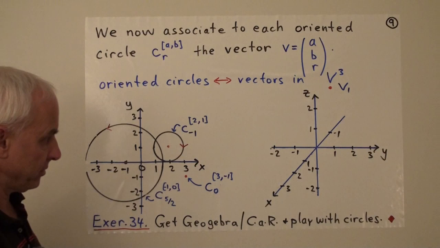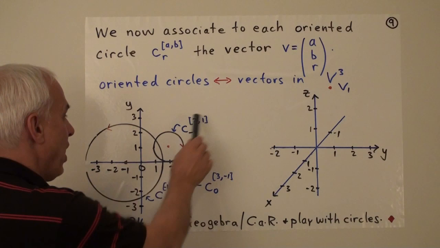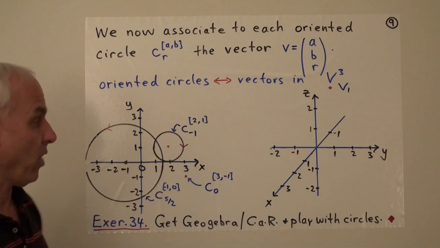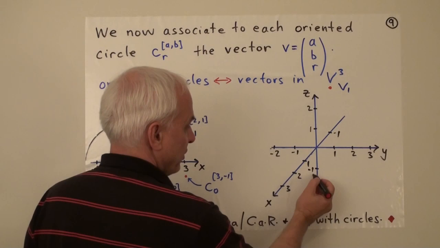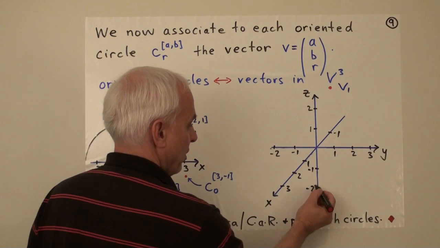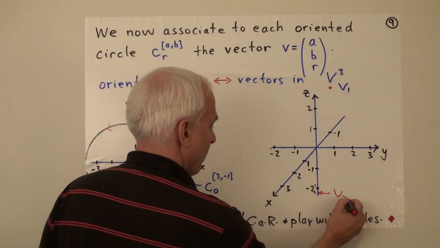Okay, what about this smaller circle here? It has center (2, 1), and it's oriented this way, has oriented radius minus 1. So it's associated to the vector with coordinates (2, 1, -1), which is 2 in this direction, 1 in this direction, and minus 1 in the z direction. So we should go down here somewhere, maybe a little bit further, maybe down here. Here's V2.